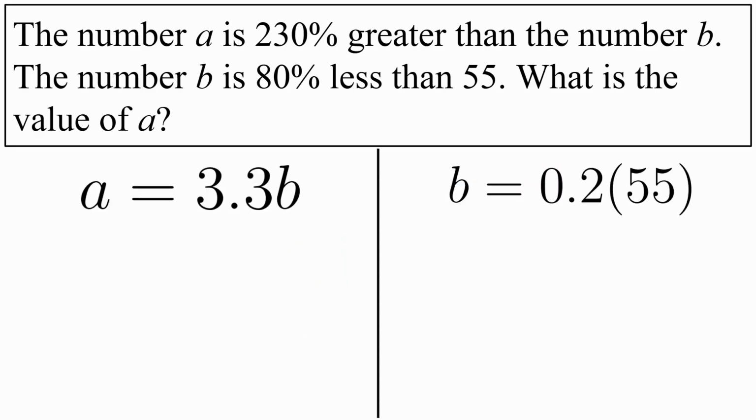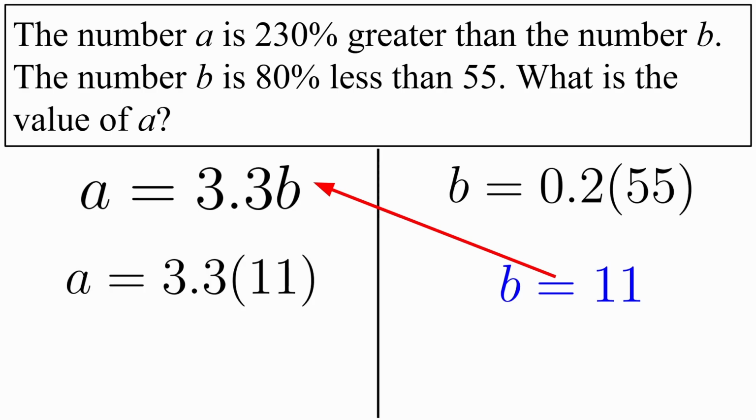Now that we've done that words to math, we can solve the question a lot more easily. Well, I noticed for this one, 0.2 times 55, that's something I can just compute quite easily, right? So 0.2 times 55 is 11. We can now substitute 11 into the other equation, and we see that A is equal to 3.3 times 11, or 36.3.